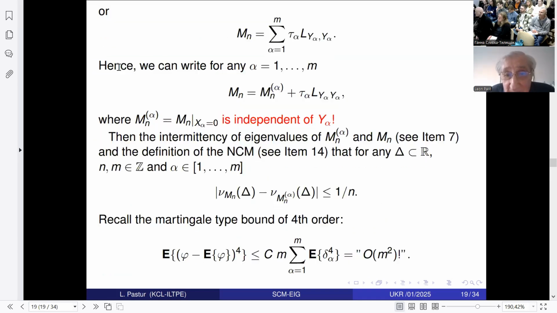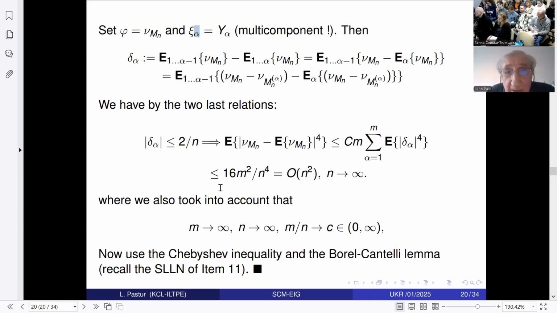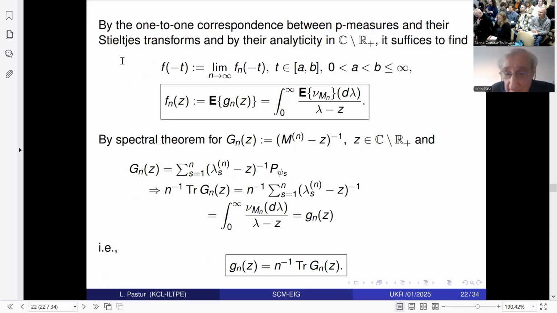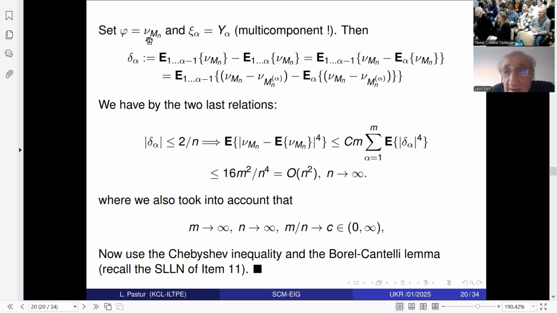Delta is just the difference: you take your random variable, your statistic, you take the expectation with respect to alpha minus 1 xi's or y's, and alpha. Yes, you take a difference. Just a moment. So in our case, we put as phi our measure mu. This is just a definition of delta.